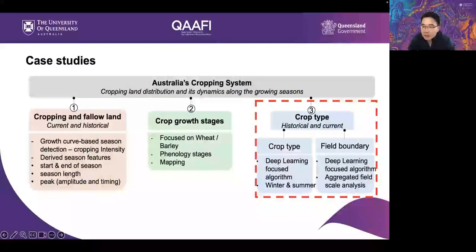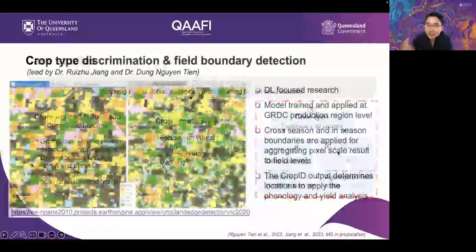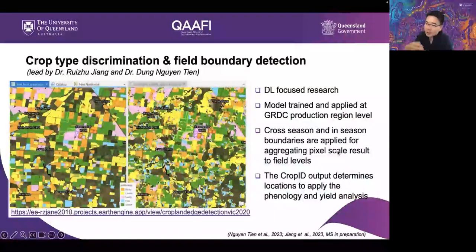And as we approach the final part of my talk, I want to briefly delve into our third case study about crop type discrimination using remote sensing. This study is led by my colleagues, Dr. Jian and Dr. Nanguin Tim. And the study is a cornerstone of our whole research, as it pinpoints the precise areas where the proposed method from our first two case studies can be most effectively applied.